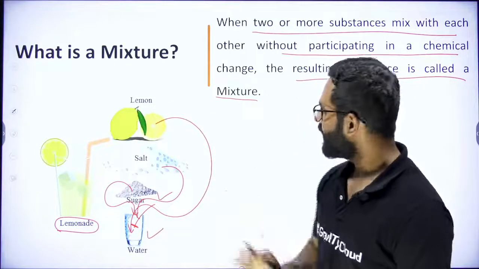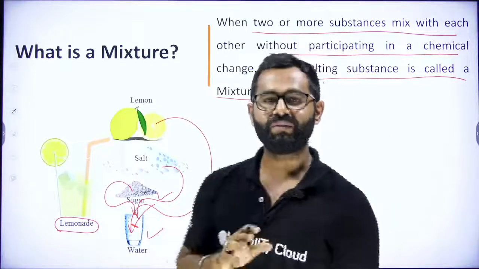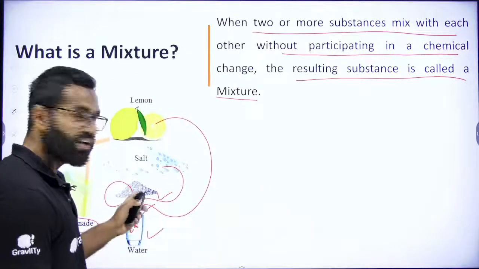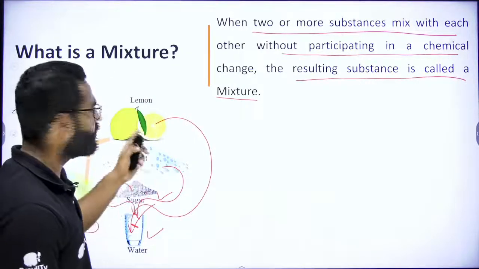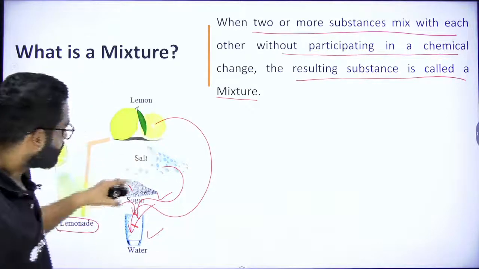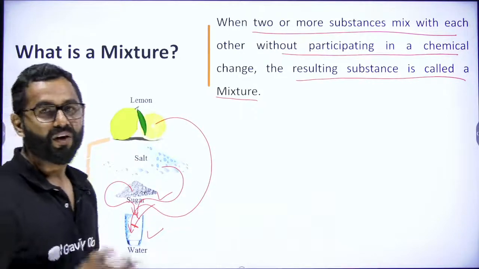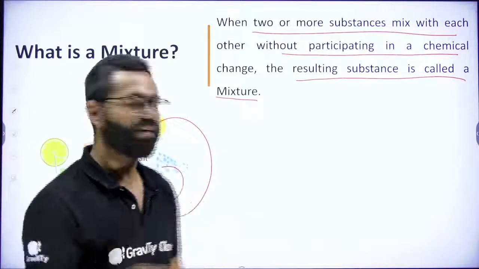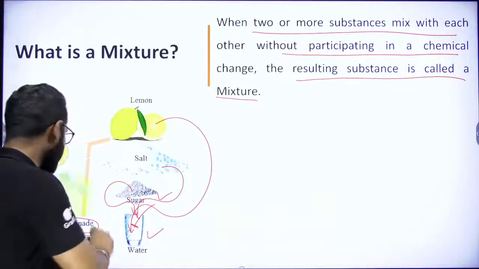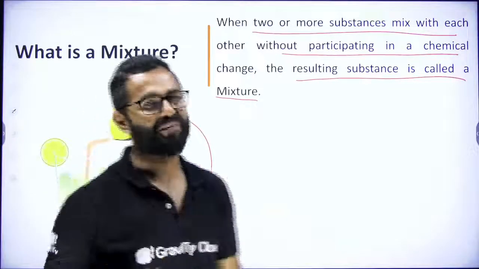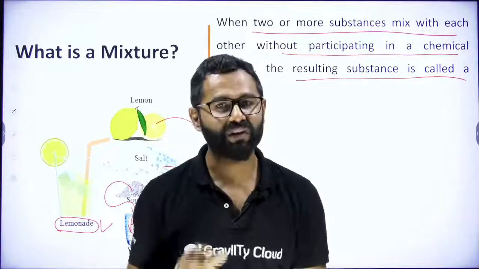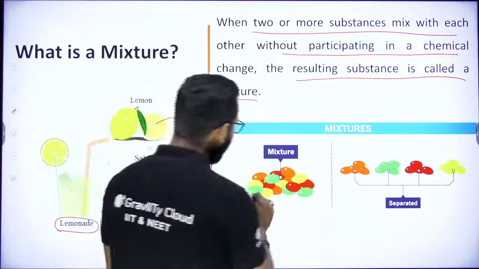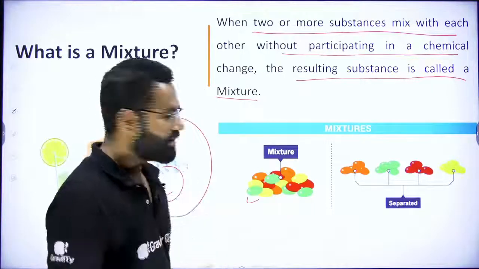Simple. Because here what is happening? More than one substance is mixed together. Right? Water is one substance, salt is one substance, sugar is one substance and lemon juice is one substance. All these four substances are mixed together, or we can say lemon juice, salt and sugar, these three substances are mixed in water. When they are mixed in water, we get perfectly tasty lemonade. And this lemonade is what? It's a mixture.